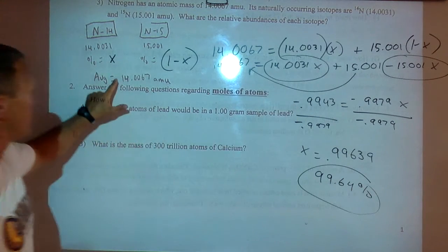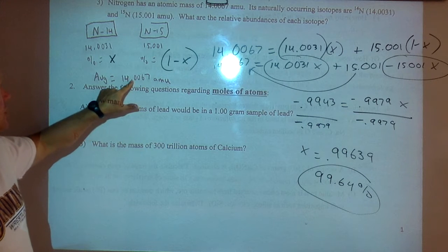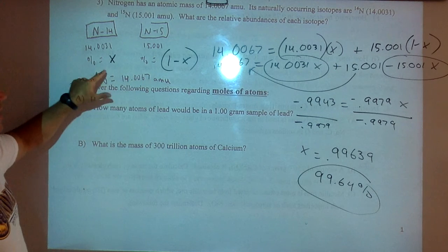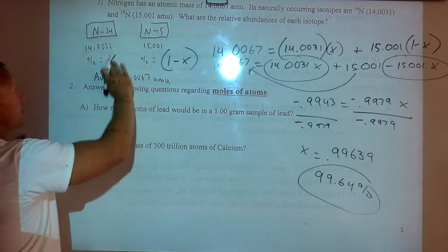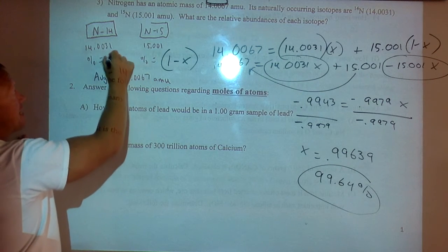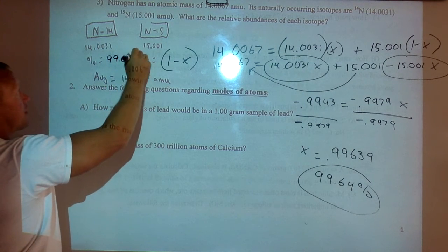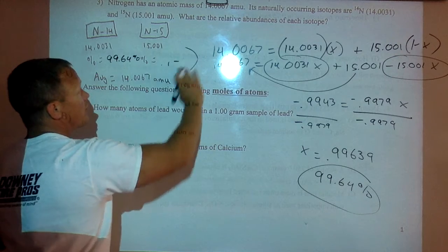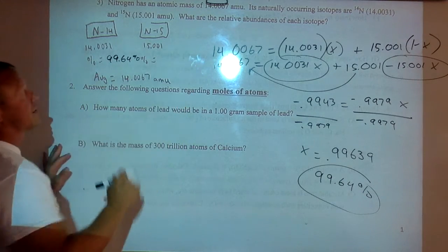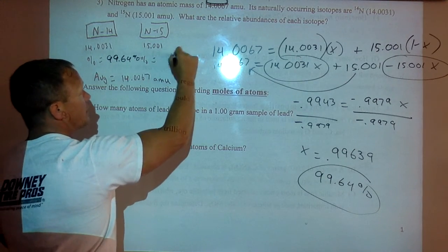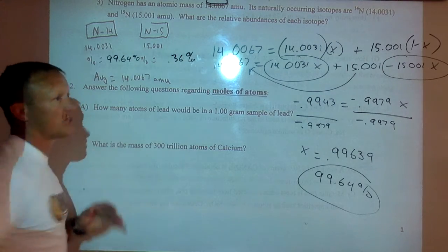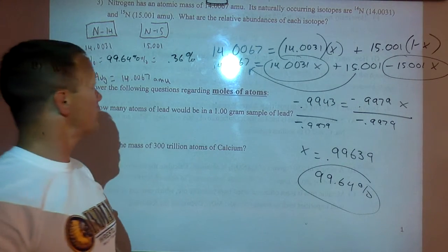Well, remember, the average here was very, very close to that, so this had to be a lot higher percent. So this percent would have been 99.64%. This percent would be 100 minus that, so just 0.36% of the isotopes would have that mass.